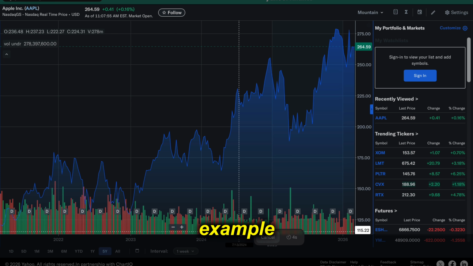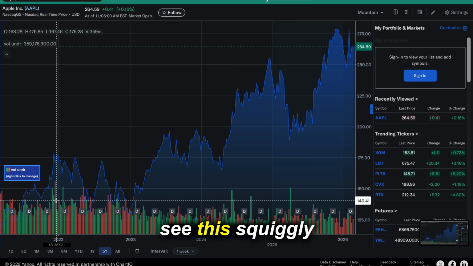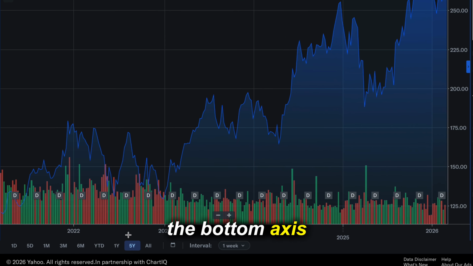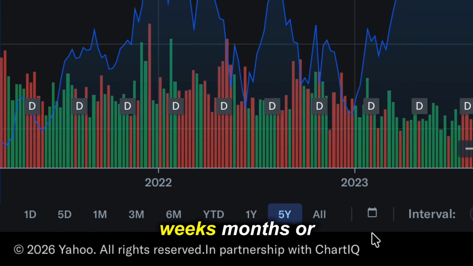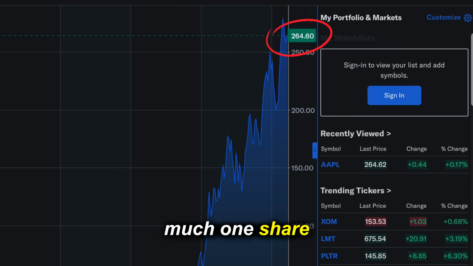Let me pull up a simple example. Basic line chart of a stock like AAPL. See this squiggly line? That's the stock price plotted over time. The bottom axis is time. Could be days, weeks, months, or years. The side axis is price. How much one share costs.